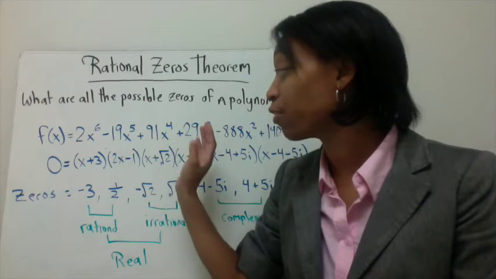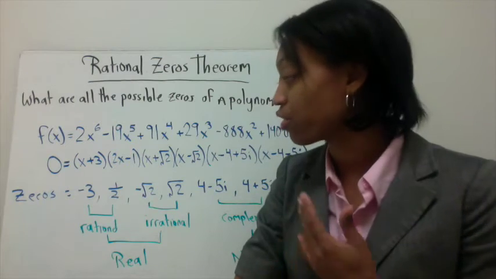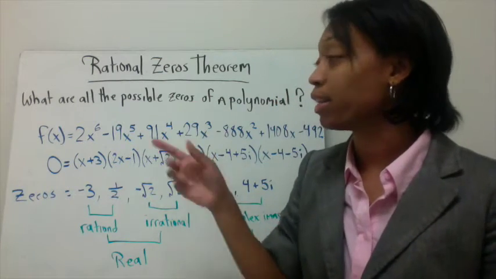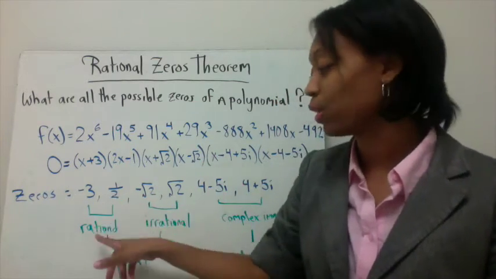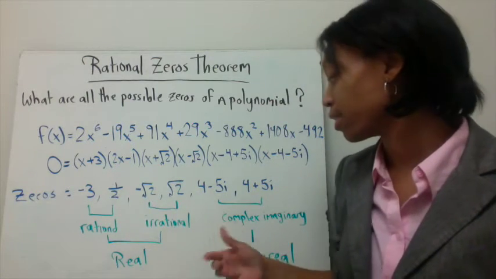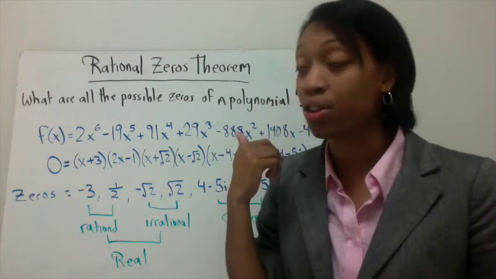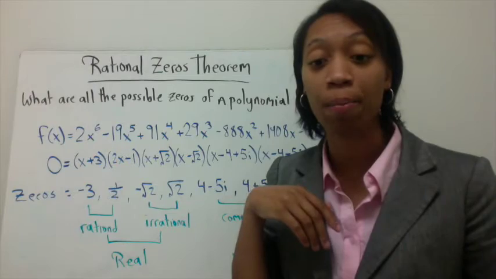So before you've even worked it all out, you can just tell what the zeros are going to be using this theorem. Now, this theorem is not going to give you all possible zeros. It's only going to give you the zeros that are rational, not the irrational ones and not the complex ones. All right, so let's see if we can use this theorem to tell what our zeros are.